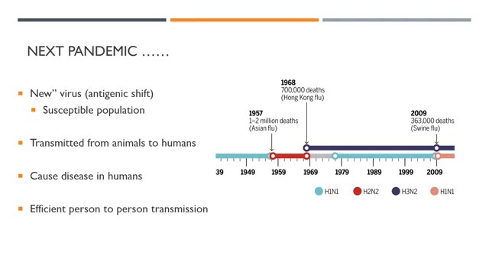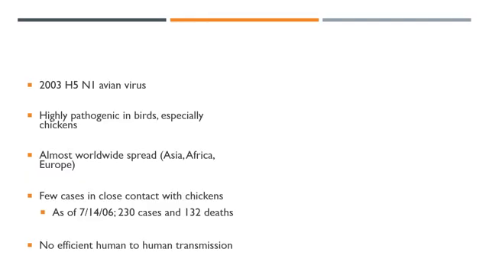So here we have a couple of them that have occurred. Antigenic shift occurred in all of these. And so now what we have in 2003, what appeared as an H5N1 avian virus. It's highly pathogenic in birds, especially chickens, and it has almost worldwide spread right now, Asia, Africa, and Europe. There's very few human cases, but for those who have close contact with chickens, there were about 230 cases and about 132 deaths. There is no efficient human-to-human transmission yet.